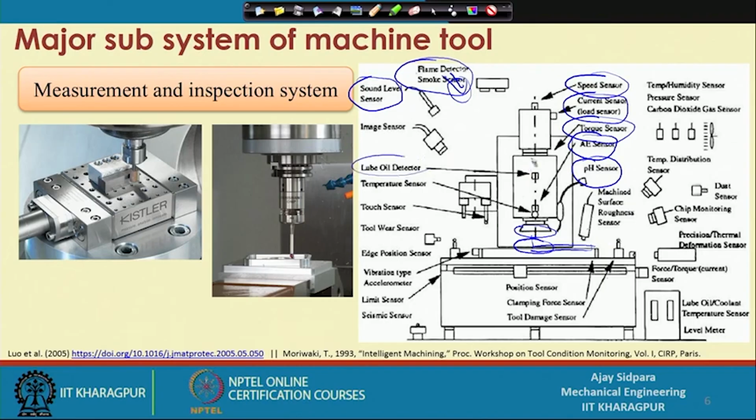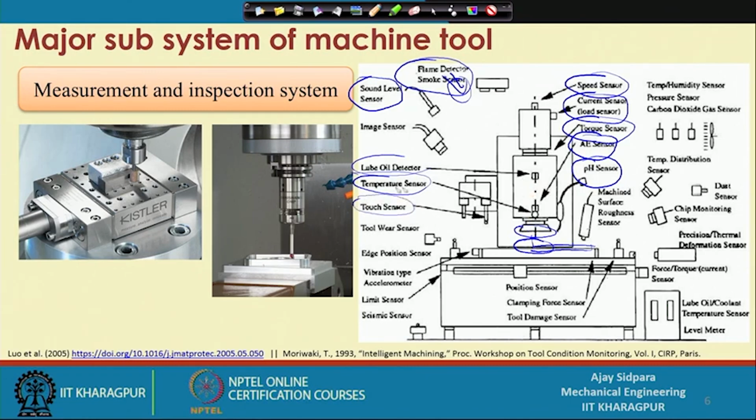Lubrication detection, because your spindle is lubricated. A temperature sensor is also available, because we know the temperature in the spindle is important, because there are bearings in physical contact with the races and other parts. So, temperature should be within the limit.